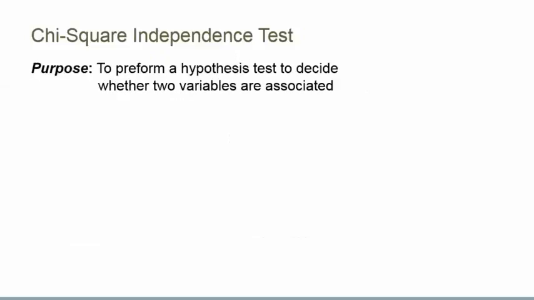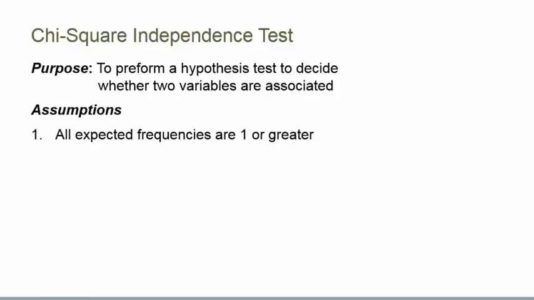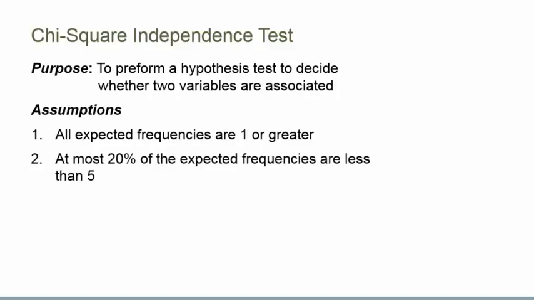Chi-square independence test. Purpose: to perform a hypothesis test to decide whether two variables are associated. Assumptions: 1. All expected frequencies are 1 or greater. 2. At most 20% of the expected frequencies are less than 5. 3. Simple random sample.